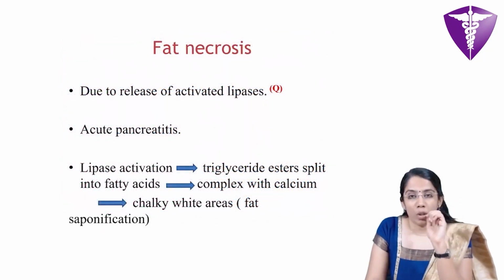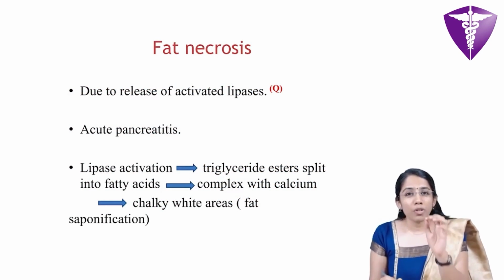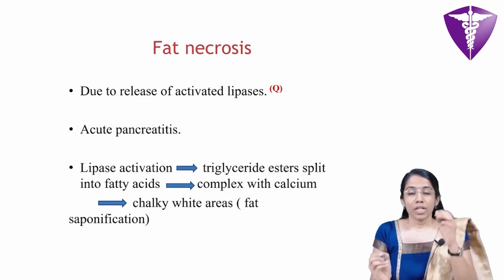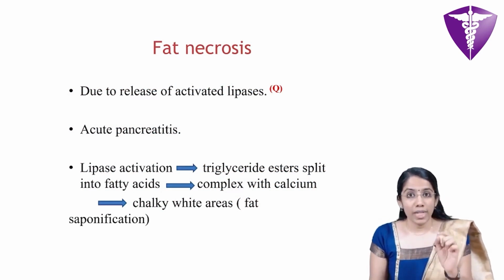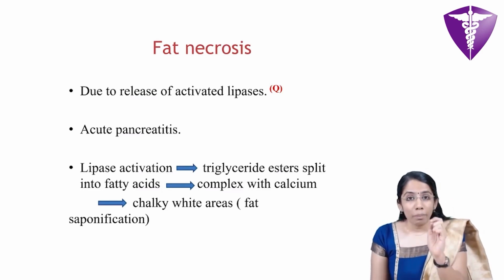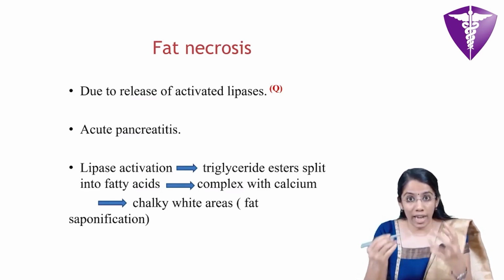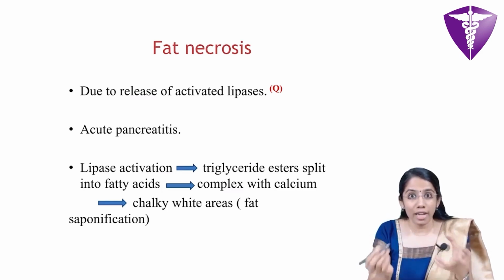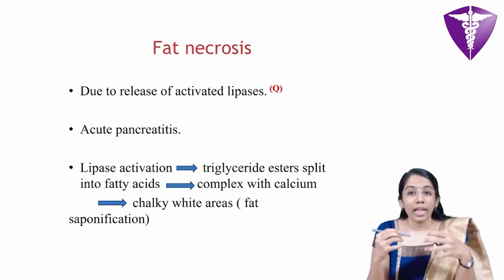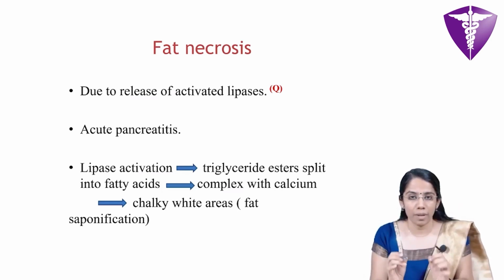Next is fat necrosis. Fat necrosis refers to focal areas of fat destruction. A classic example of this is acute pancreatitis, which is actually a medical emergency. What happens is mainly lipase activation. These enzymes leak out of the pancreatic acinar cells, then become activated, and triglycerides are split into fatty acids.